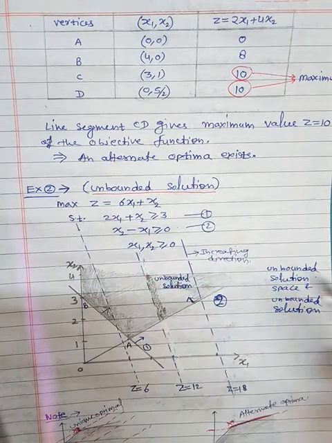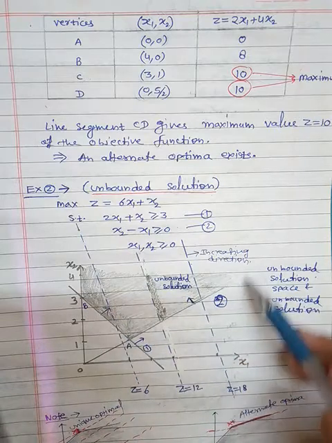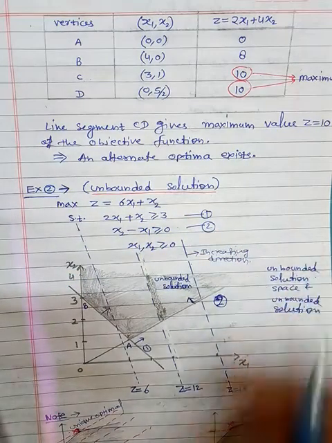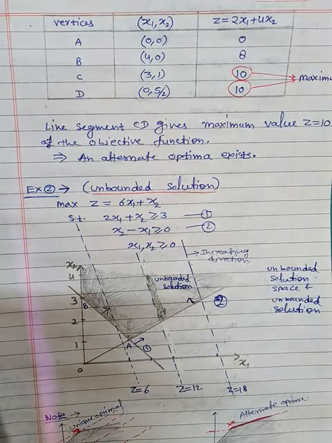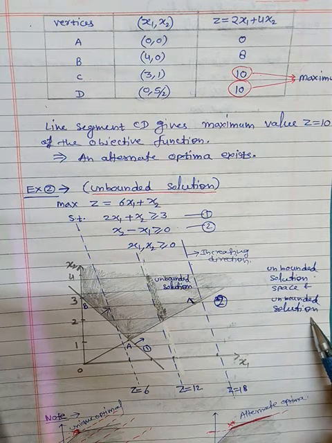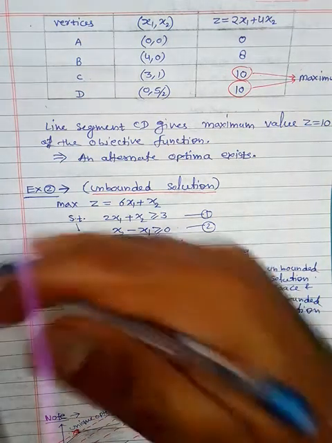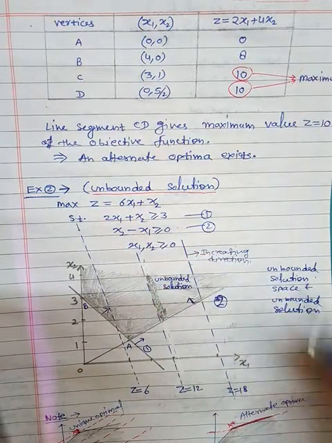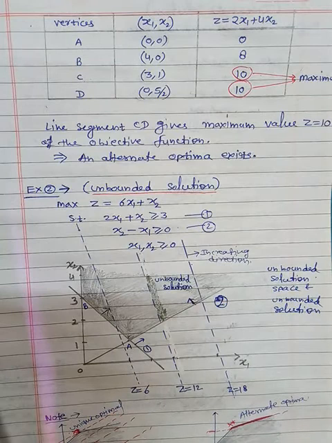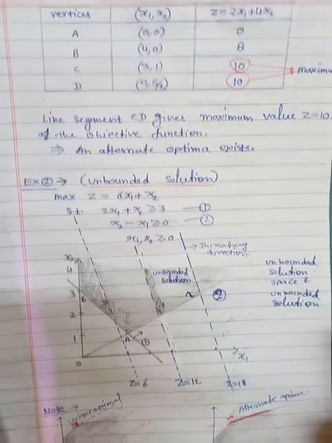Hence we can say that the solution space is unbounded because there is no upper bound of this solution space, and the solution is also unbounded. So unbounded solution space and unbounded solution, both are unbounded. The solution space, you can see, is unbounded; there is no upper bound. At the same time the solution is also increasing: 6, 12, 18 and so on. So there is no limitation on z, hence both are unbounded.